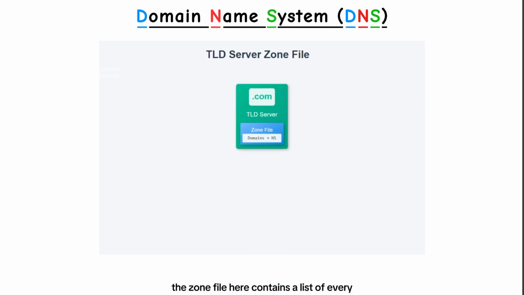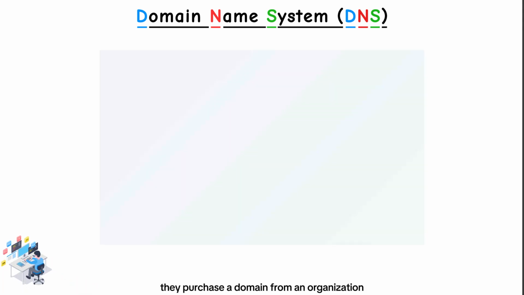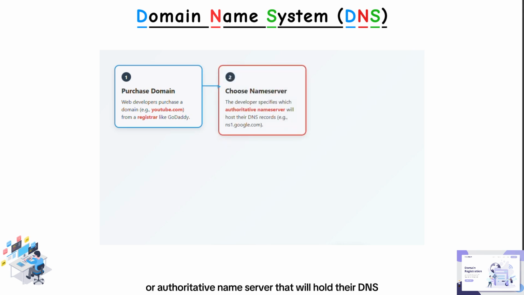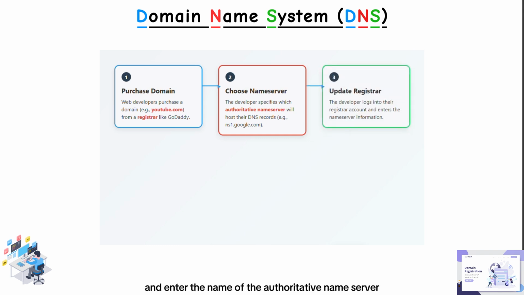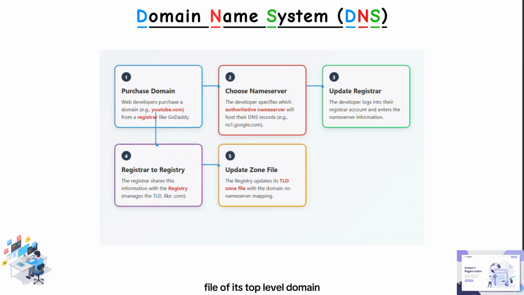The zone file here contains a list of every domain name under that top-level domain and a pointer to the authoritative name servers for each and every specific domain. Now, when web developers create websites, they purchase a domain from an organization known as a registrar, which is accredited by the registry to sell their domains. The web developer specifies which platform or authoritative name server will hold their DNS records, and then they log into their registrar and enter the name of the authoritative name server they chose. And the registrar will share this record with the registry, which is in charge of that top-level domain, and then the registry will now update the zone file of its top-level domain.